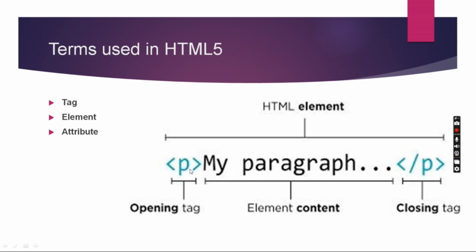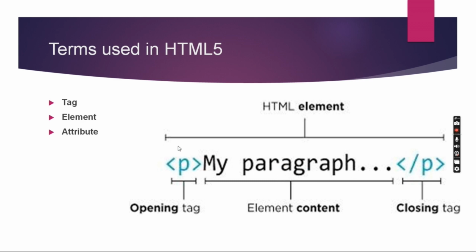It is called the opening tag. At the end you can see there is a backslash within the angular brackets followed by P. That is the closing tag. All tags will have an opening tag and a closing tag. The closing tag is indicated with the backslash. And the content that we have to place should be in between the opening tag and the closing tag. That is called the element content.